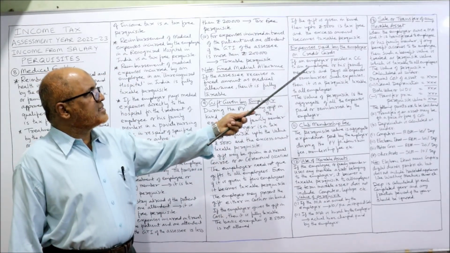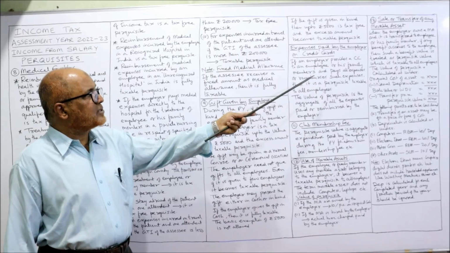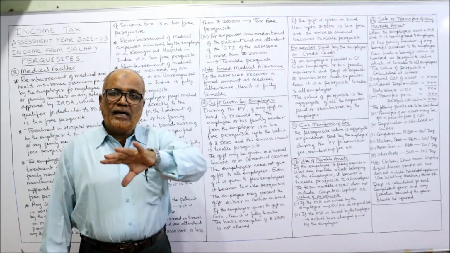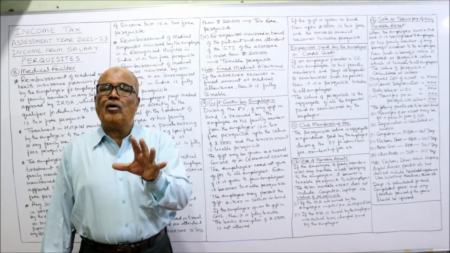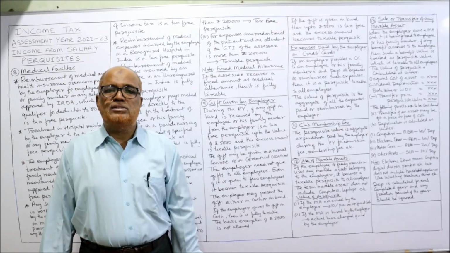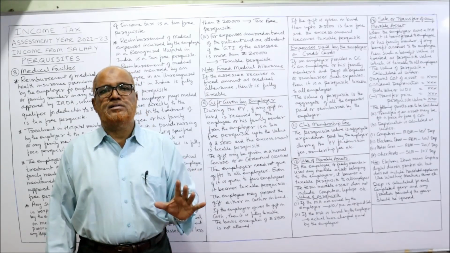So if an employer provides a credit card to an employee or his family member and pays or reimburses all expenses, such expense will be taxable for all employees. The aggregate of all the expenses is the value of the perquisite in case of credit cards.